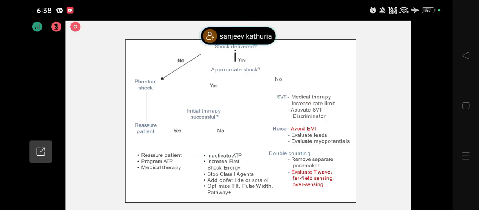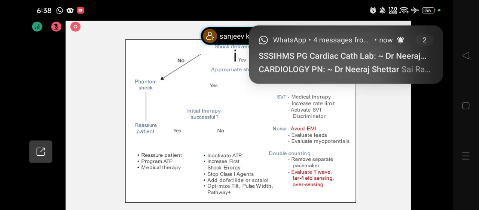So in case the shock also fails, inactivate your ATP. Increase the energy of your shock. As you increase the energy, it is more likely that it will change the rhythm. Once we have done these two important things, if the shock was inappropriate, then what are the three things? This is our whole concept.